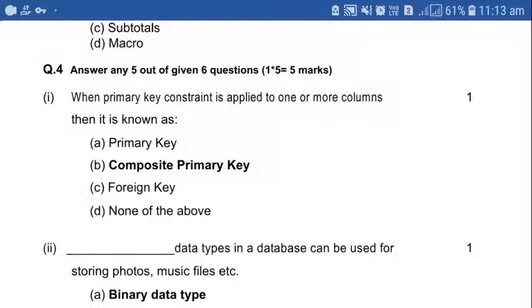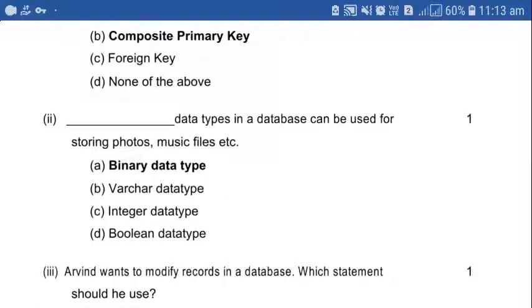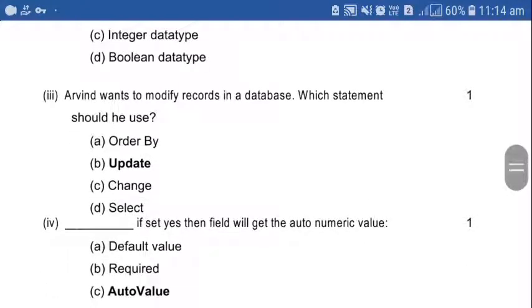Answer any 5 out of given 6 questions and each question carries 1 mark. Number 1, when primary key constraint is applied to one or more columns, then it is known as, option B is the right answer, composite primary key. Question number 2, dash data type in a database can be used for storing photos, music files, etc. So our right answer is binary data type. Question number 3, Arvind wants to modify records in a database. Which statement should he use? So right answer is B, update.